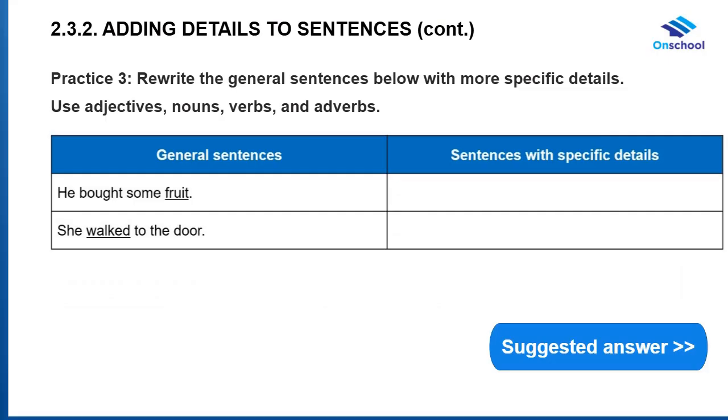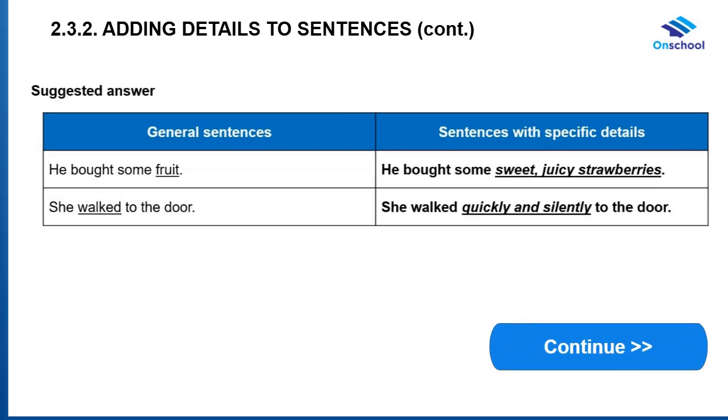Let's do an exercise by rewriting the sentences on the left. Please remember to use adjectives, nouns, verbs, and adverbs in your writing. Here are suggested answers with more adjectives and adverbs to modify the nouns or verbs. Fruits now can be added with sweet, juicy strawberries, right? And in the second example, work is turned into worked quickly and silently.